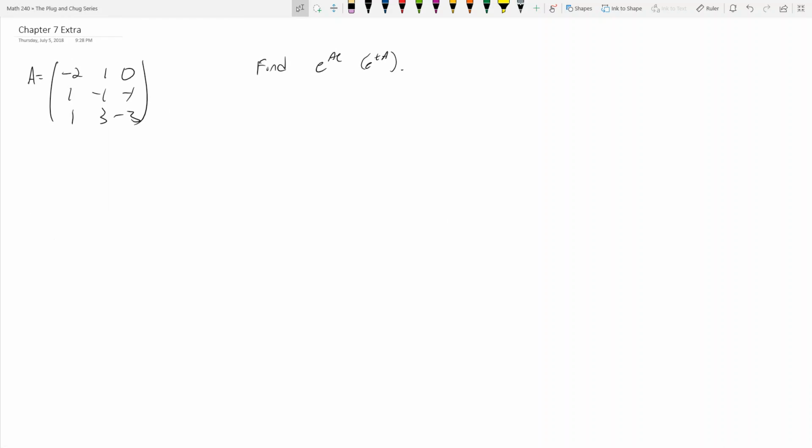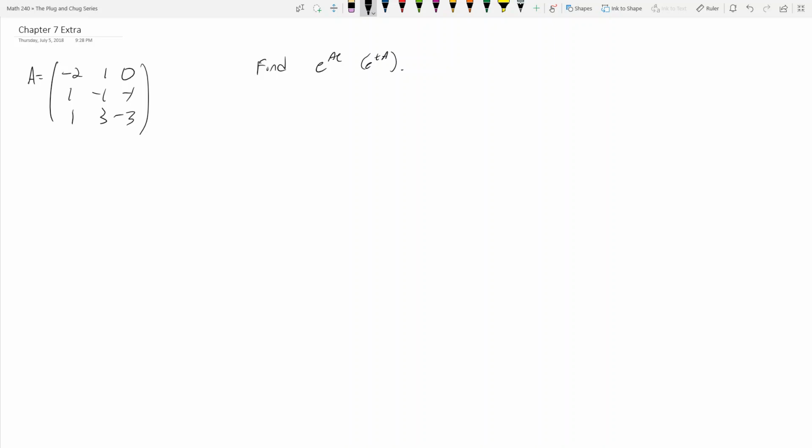So, welcome back. We're still in chapter seven. This is the last thing I'm going to talk about, and this is finding the matrix exponential of matrices that have complex valued eigenvalues and eigenvectors. These are, without a doubt, one of the most hand-wavy methods that you can use. The reason I'm showing it is because it's a lot faster than the other way you can do it, which is a massive pain in the rear. So let's jump in.